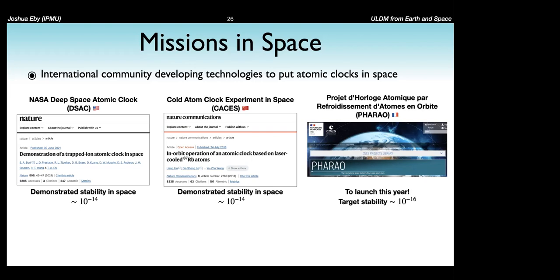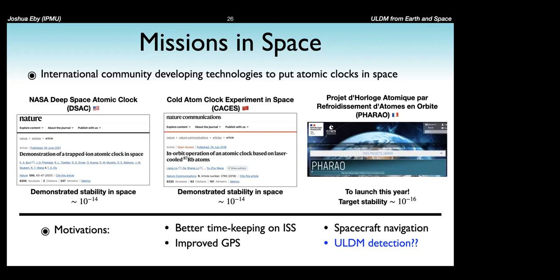The reason it will rapidly advance is, again, because governments want to do this. They have lots of non-science, non-fundamental science reasons to do this anyway, including better timekeeping on the International Space Station, improved GPS on Earth, also spacecraft navigation. If we achieve this dream of going to Mars, we will need high precision clocks in space to communicate between the 2 colonies. These are the kinds of things forward-thinking people are thinking about. And we just want to say, with minor modifications of these proposals, you could do ultralight dark matter detection, because you need the same kinds of clocks in order to do this.